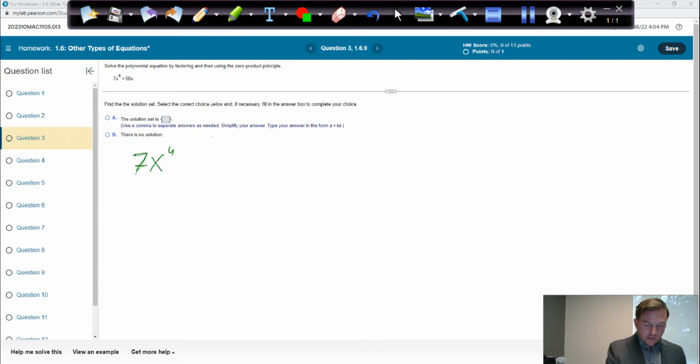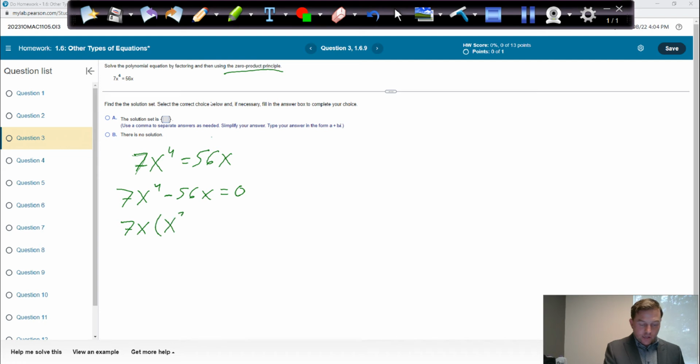So we have 7x to the fourth equals 56x, and they want us to use the zero product principle. So the first thing we're going to do is move the 56 over to the left-hand side and leave 0 on the right. Now we notice both of these numbers can be divided by 7. So you factor out a 7 and an x, because they each have an x in it, and we're left with x to the third minus 8.